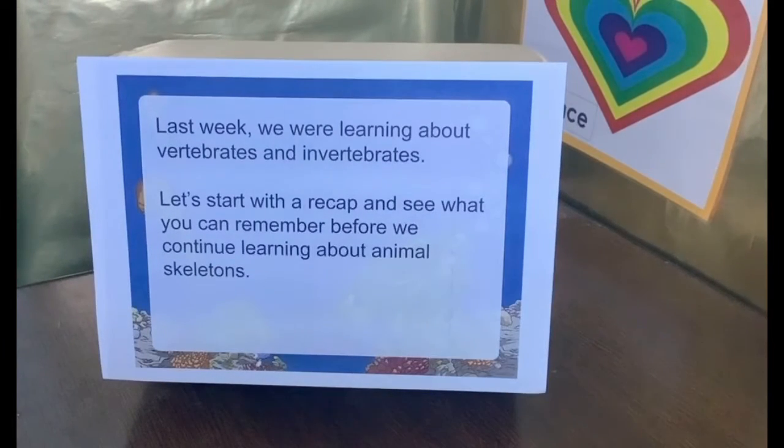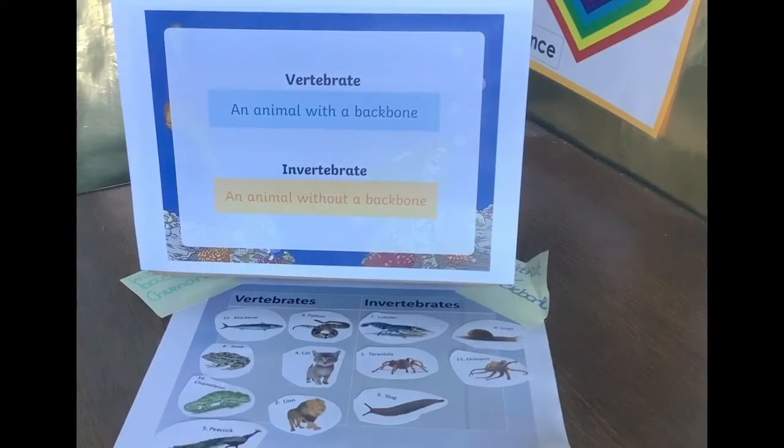Now, think back to last week. What can you remember about vertebrates and invertebrates? Hopefully you remember that vertebrates are the animals with a backbone and invertebrates are the animals without a backbone. And then you further classified them. You thought about endoskeletons and exoskeletons.